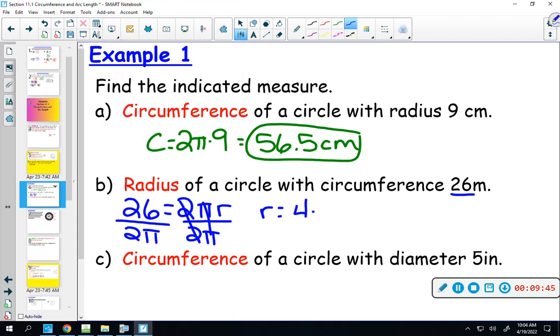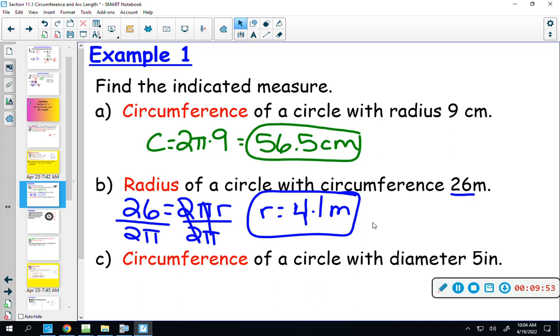I'm just going to round to the tenth here. That's a 4, a sloppy 4. 4.1 meters. All right, circumference of a circle, diameter 5 inches.